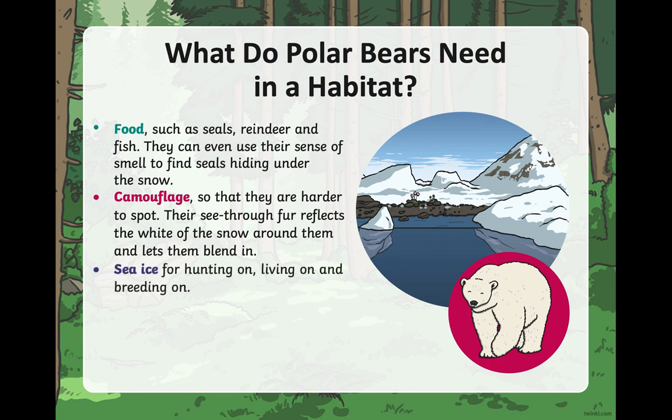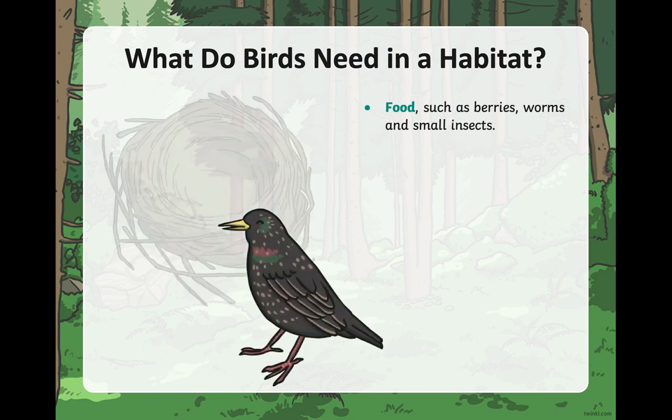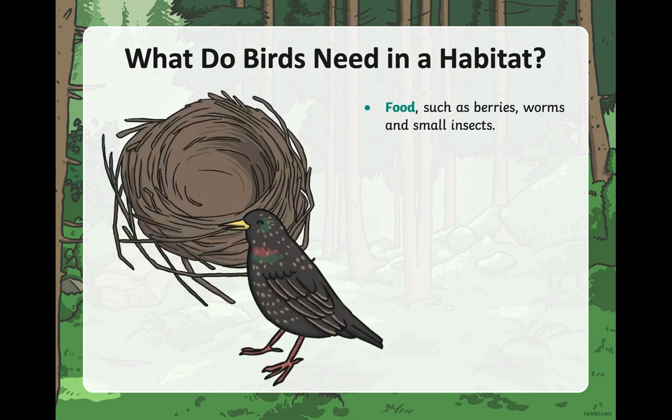Now, sea ice. They like it for hunting and living and breeding. They're basically enjoying the very cold weather, right? So the polar bears are best suited to live in the Arctic circles, or very, very cold places with huge amounts of snow.